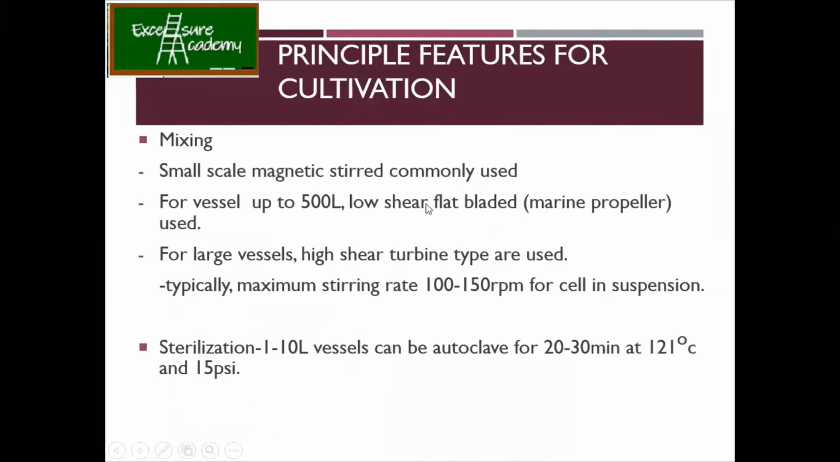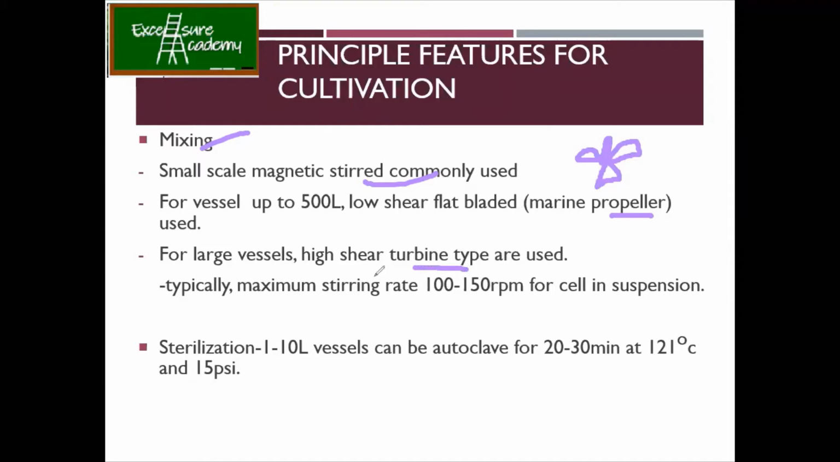So what are the principal features for the cultivation? This is all very commonly known. Mixing should be proper. A small scale magnetic stirrer is used. Then for this we use a marine propeller. Propeller means the kind of thing at the end of a boat, right? So in this case also for the stirrer we use a propeller. In the case of large scale, there are turbine kinds of things. Now what is the speed here? It is 100 to 150 RPM. So it will be rotating very slowly in the entire bioreactor.